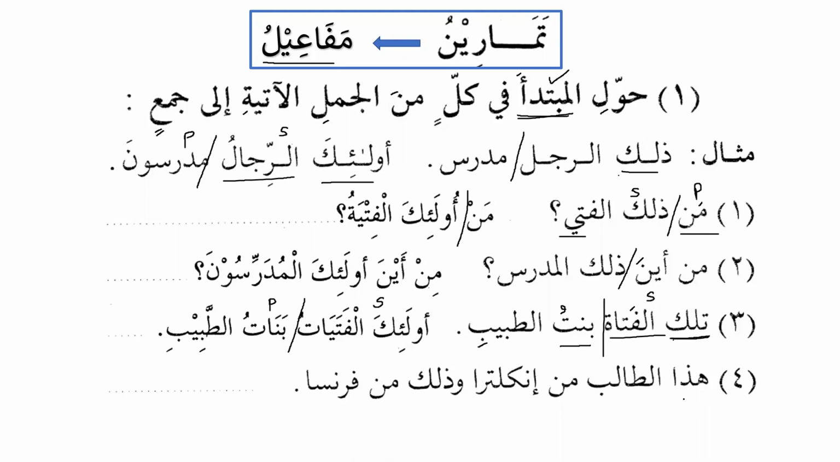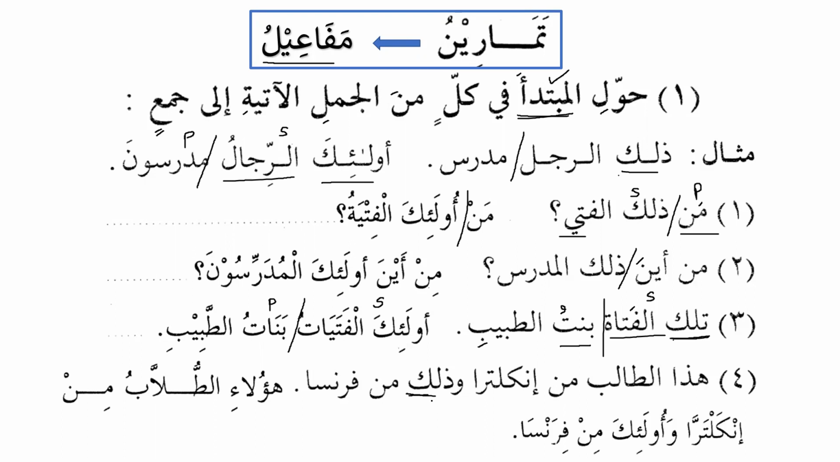What will we do? هذا الطالب, we will change into أولئك, no, we will change into هؤلاء الطلاب, right? هؤلاء الطلاب من إنجلترا, these students are from England. And now the plural of ذلك will be أولئك, وأولئك من فرنسا, and those are from France. So we need to be careful. هذا will change into هؤلاء, and similarly ذلك will change into أولئك. طالب will change into طلاب.